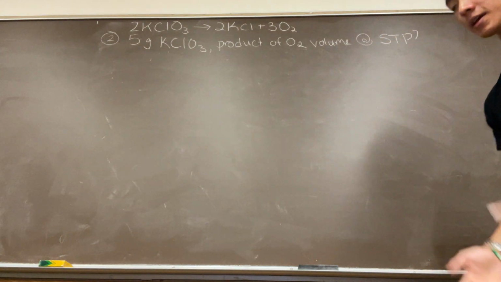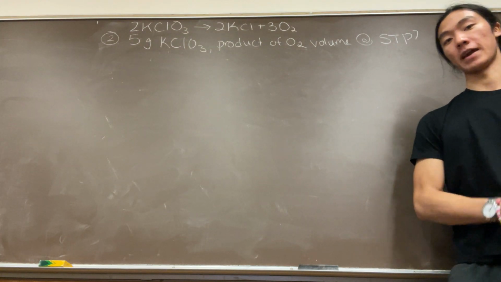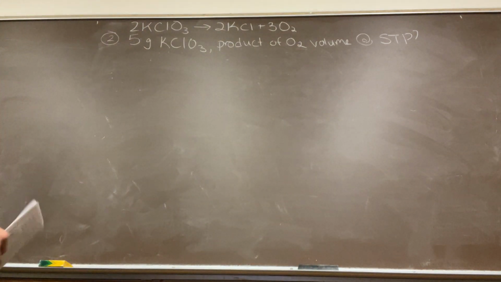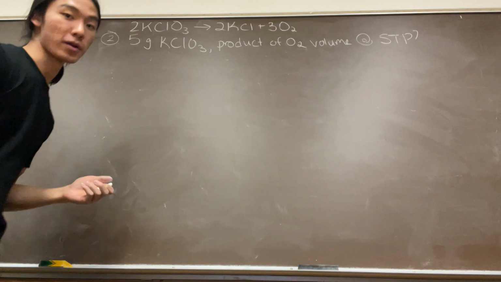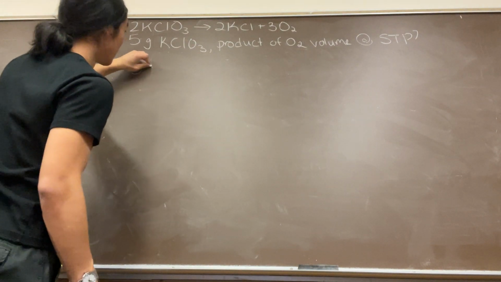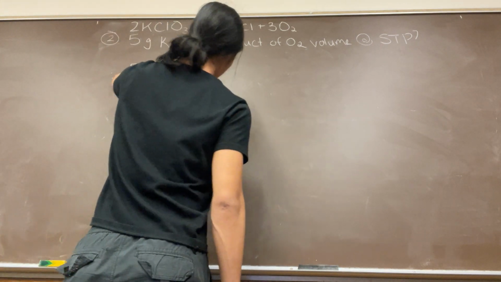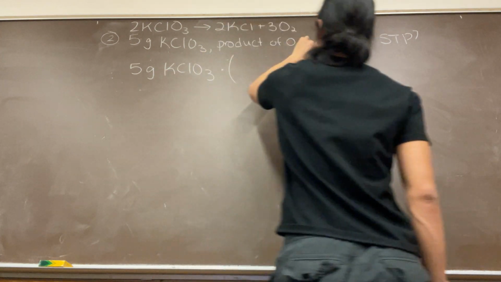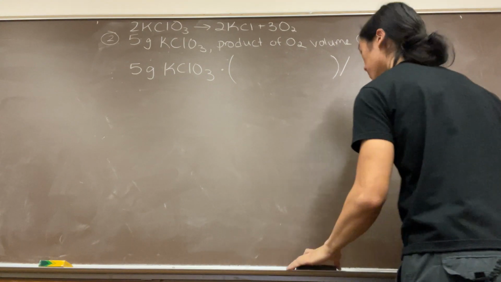You'll start seeing STP again. Just remember, at STP, 1 mole of the gas is 22.4 liters of gas. So let's kick this question off. So quickly, our limiting reactant, obviously this is the only reactant. It's going to break apart. So we're going to have 5 grams of this. So what is 5 grams of KClO3 in moles, right? So we have to multiply this by some number. It should be the other way around.